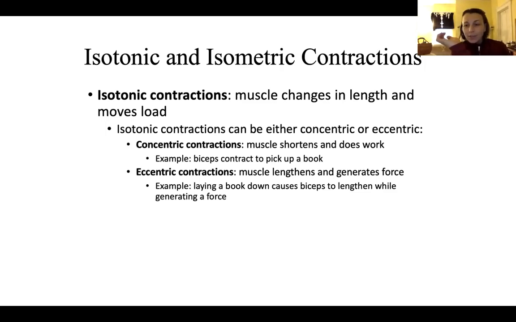So when the muscles shorten, right, it causes the contraction and they get shorter. That's a concentric. Eccentric is if I'm lowering something down, my muscle actually gets longer as I lower it down towards the floor. I totally botched that. But laying a book down causes biceps to lengthen while generating a force. So you can just do that, right? So like this is concentric, the bicep muscle shortens. Then if I'm laying that same book down on the table, my bicep muscle actually gets longer because of the force of the book in my hand, the weight, the load. There's a tension on it, and that's why there's an eccentric contraction.